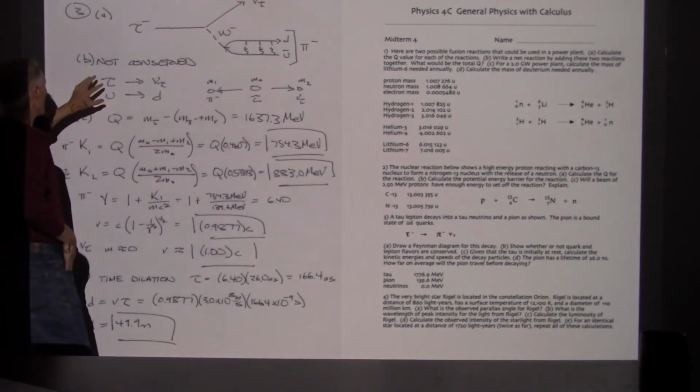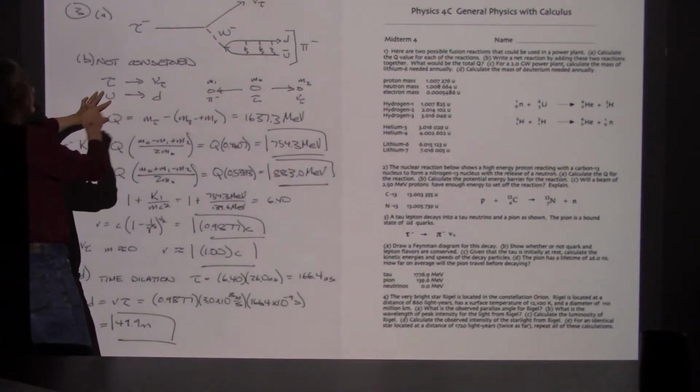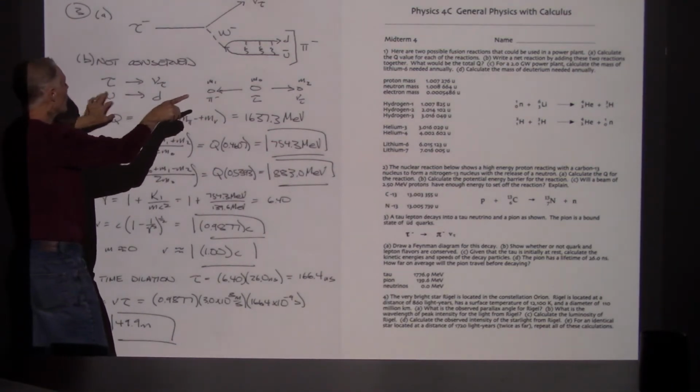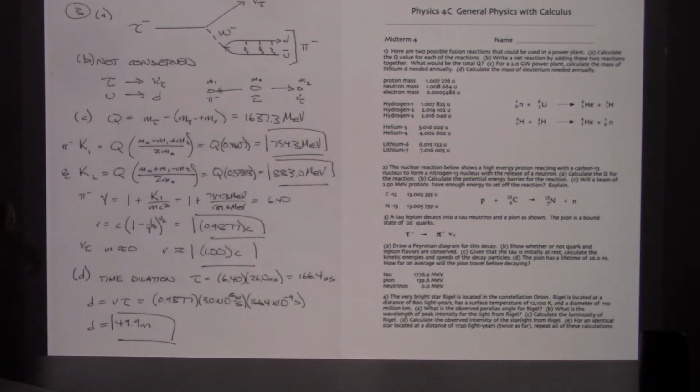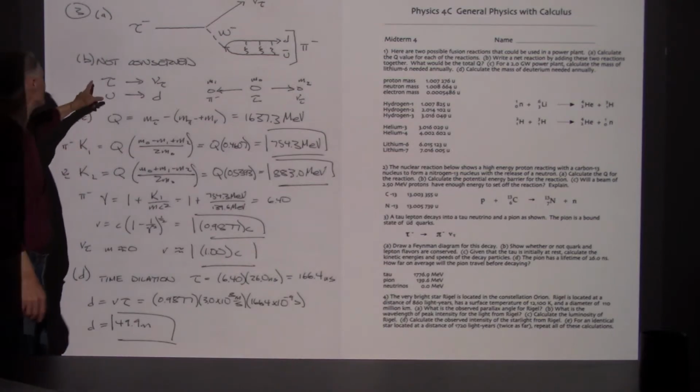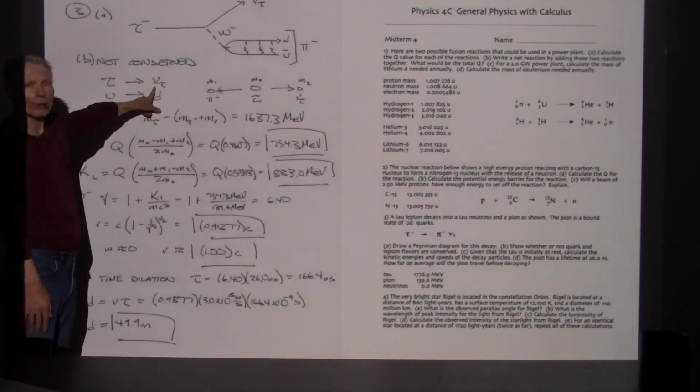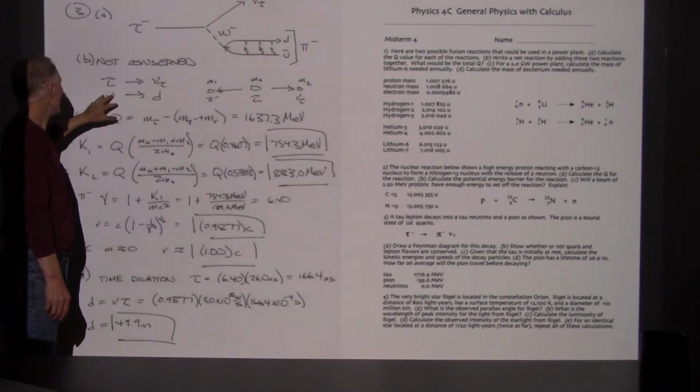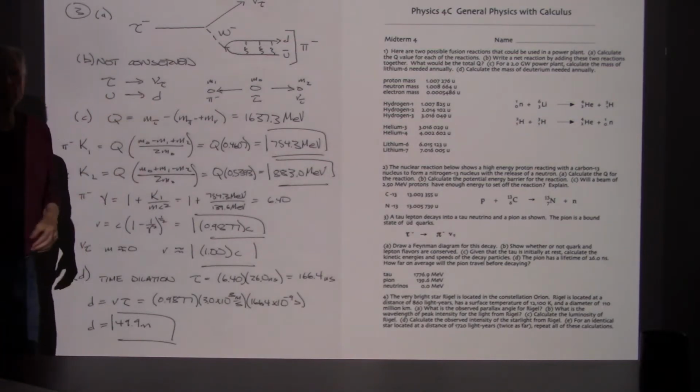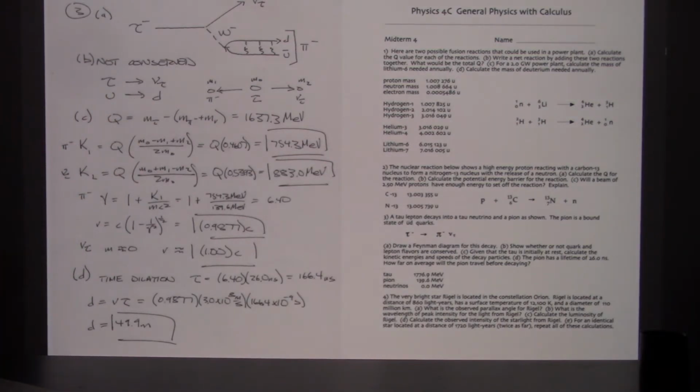The flavor goes from an up quark going backwards in time to a down quark going forwards in time. That flavor is not conserved either. In order to be conserved, the tau would have to still be the tau lepton on the other side, and the up would still need to be an up. But those flavors both changed.